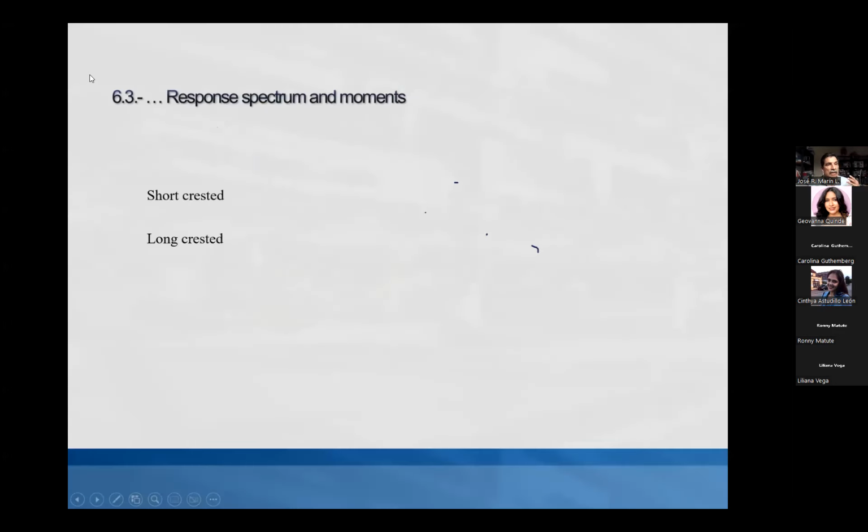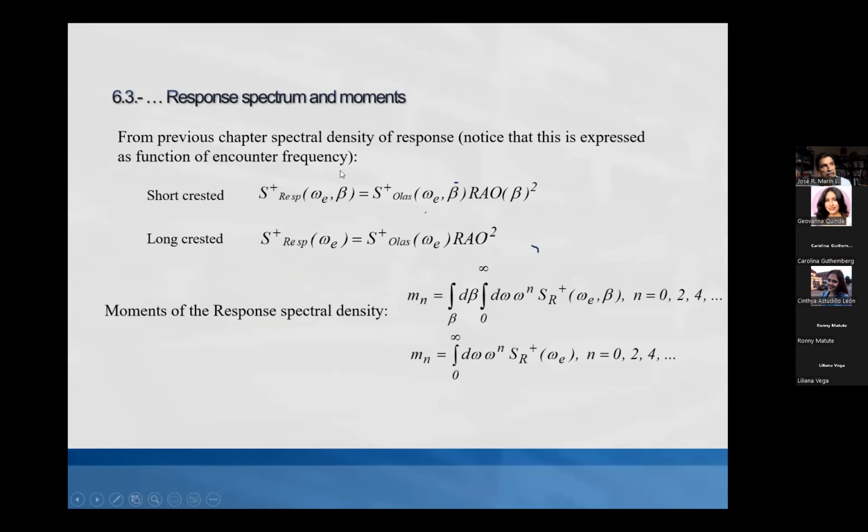So if you calculate M0, that's the root mean squared. But then you can calculate other moments. For example, the next one is M2. So what you do is you take n equal to 2 here.